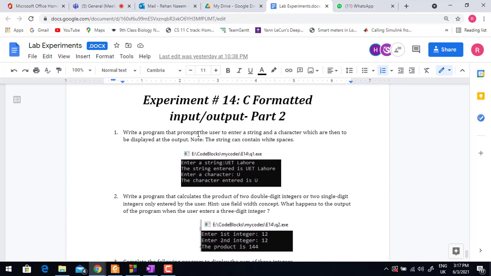So in the first question, you have to prompt the user to enter a string. This is the string UET Lahore, and then you have to display that string at the output. Then you have to prompt the user to enter a character. Any character can be entered, and that character is to be displayed at the output. And you have to note one thing, that the string can contain white spaces.